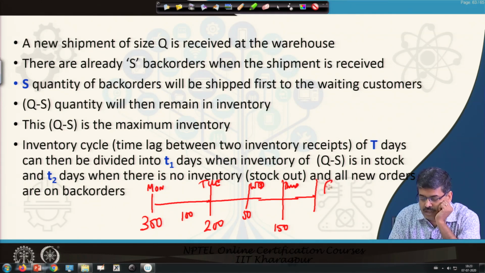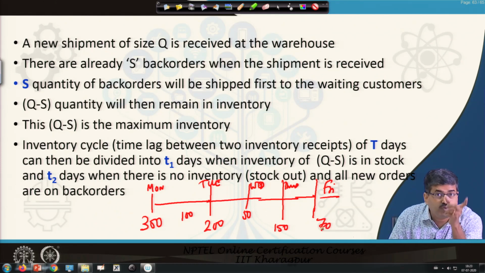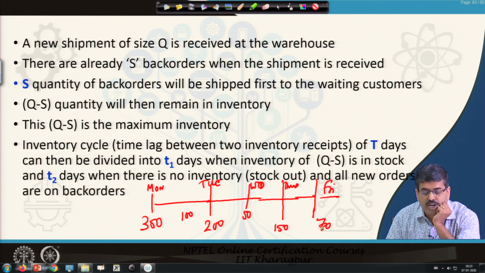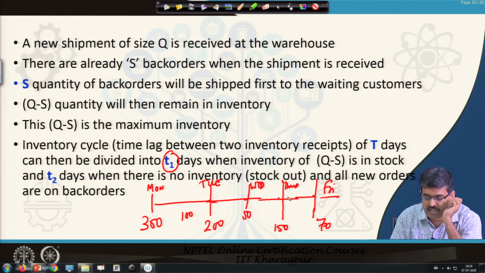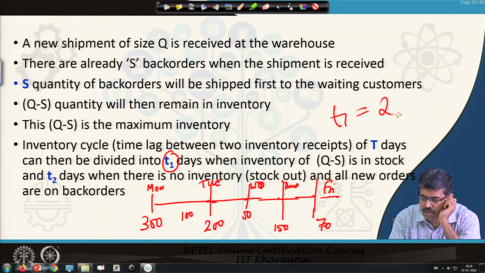On Friday, another order for 70 units comes. Can I supply this? No. So, this one now goes into back order. T1 is the days when the inventory is in stock. So, what is T1? Tuesday to Wednesday, Wednesday to Thursday, 2 days. So, my T1 was 2 days.